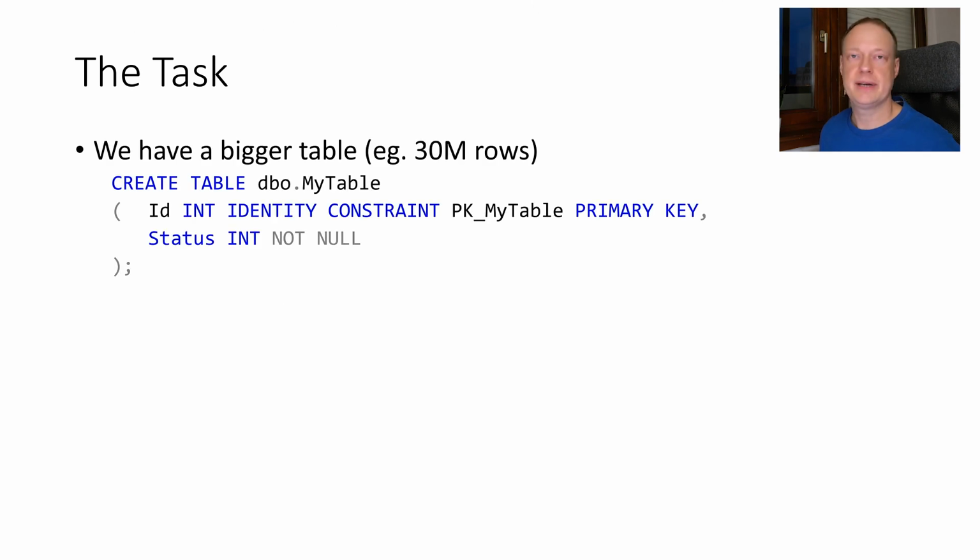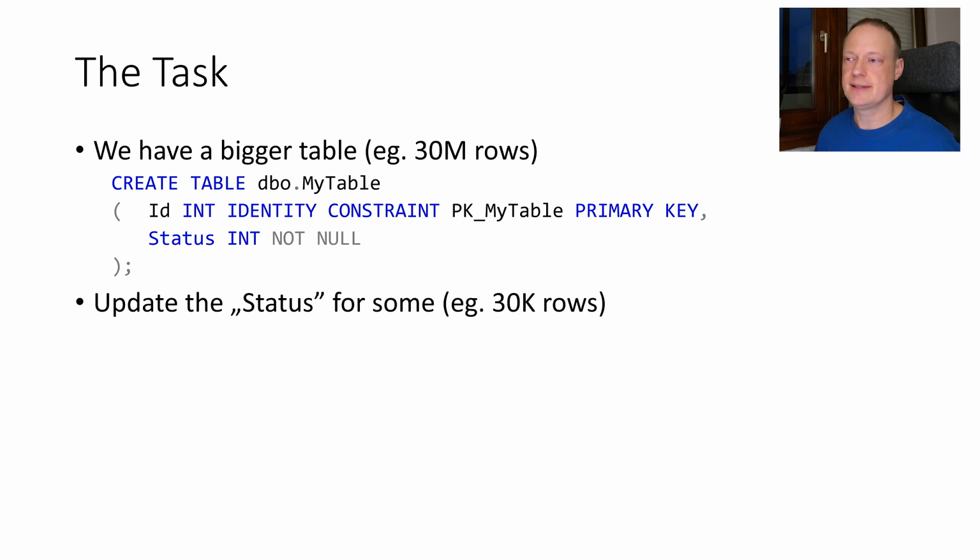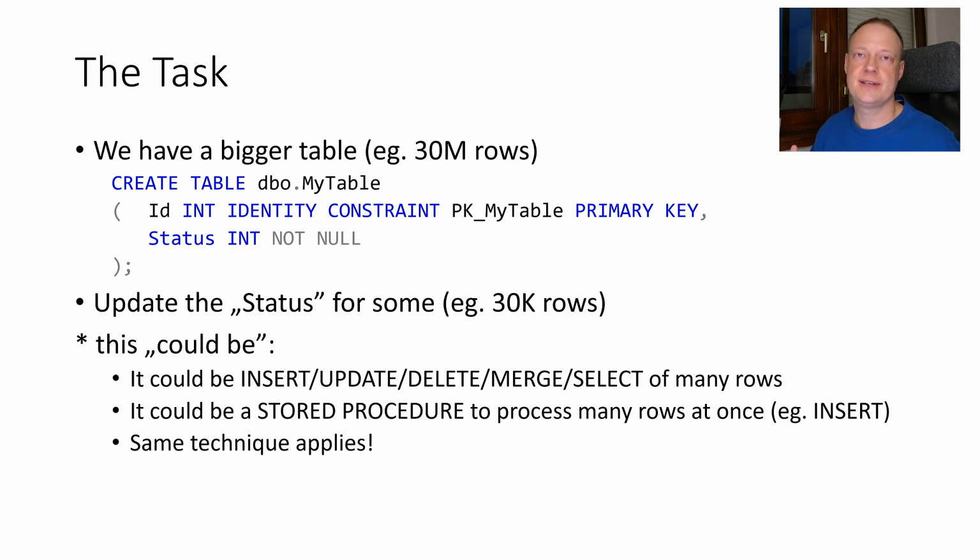We have a big table, let's say 30 million rows, maybe bigger, but for this demo it's just 30 million. It has an identity and a status. Very simple table. And what is the task? The task is to update the status column to something else for a certain set of rows. Let's say 30,000 rows. Of course, this is only an example. Update is only for example.